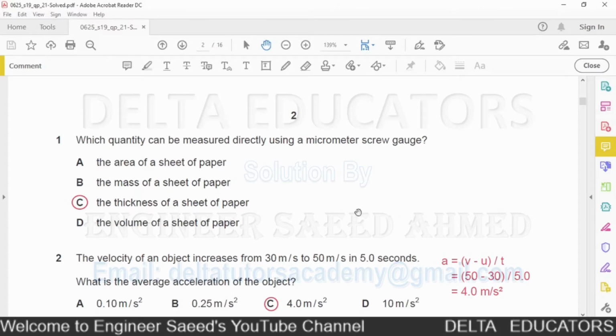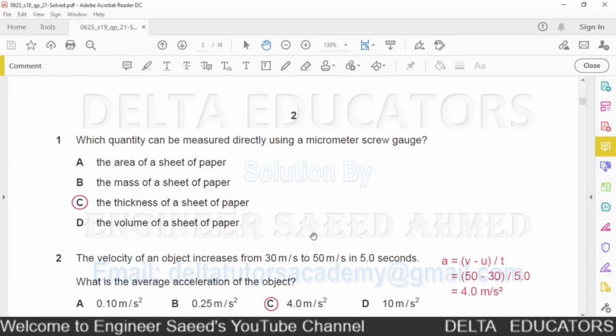Question number 2. The velocity of an object increases from 30 meter per second to 50 meter per second in 5 seconds. What is the average acceleration of the object? Acceleration is given as rate of change in velocity. Rate of change in velocity means change in velocity divided by time. Here if we suppose the final velocity v, initial velocity u, then change in velocity will be v minus u. So acceleration will be equal to v minus u over t.